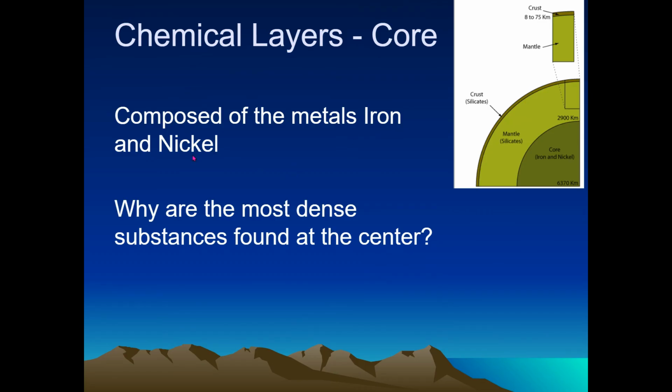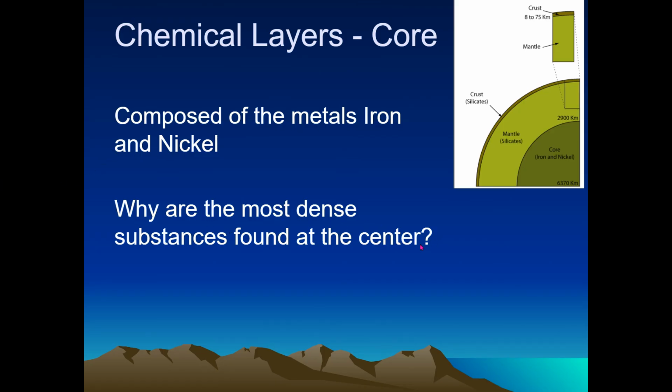So these are elements. They are not compounds like the rest of the layers we were talking about previously. This is like iron metal and nickel metal, mostly, is what we see in the core. If I remember right, it's mostly iron and some nickel. So now we might think about this: why would we see the most dense substances found at the center? It's a good question to think about.